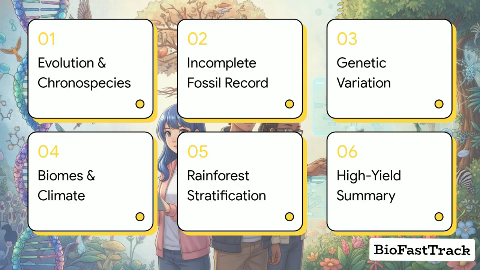Here's our agenda. We have precisely 6 zones to cover today. First up is evolution and chronospecies, followed by the incomplete fossil record. Then we'll hit genetic variation, biomes, rainforest stratification, and finish up with a high-yield exam summary.